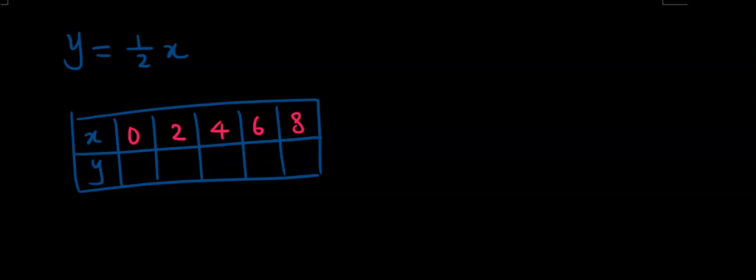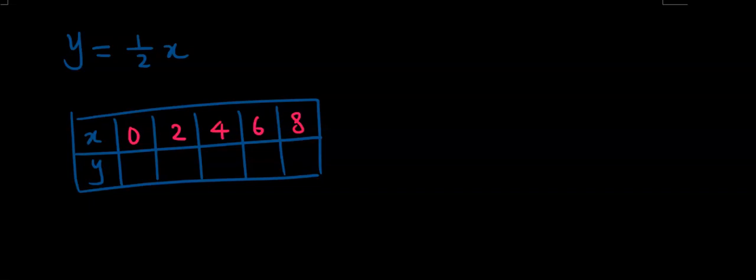Welcome back. In this lesson, we're going to graph this function y equals 1/2 times x. Remember, this is your input. The numbers in the input are called the domain. This is the output. The numbers in the output are called the range. All right, let's talk about how we do this.